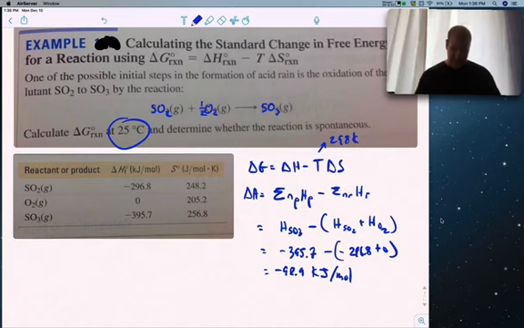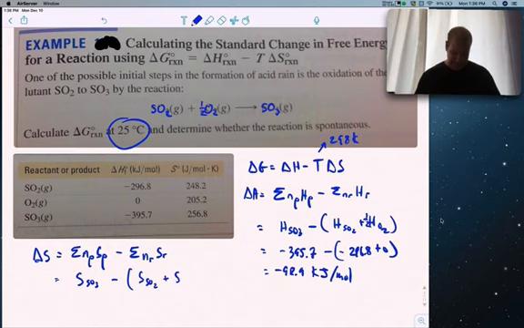Okay, so then let's look at the S. The delta S is equal to the sum of n times S of products, minus the sum of n times S of reactants. So it's going to be S of SO3 minus the quantity, actually I forgot the half here. I already knew that delta H of O2 was 0 anyway. S of SO2 plus 1/2 S of O2. S of SO3 is 256.8, minus the quantity 248.2 plus 1/2 times 205.2.